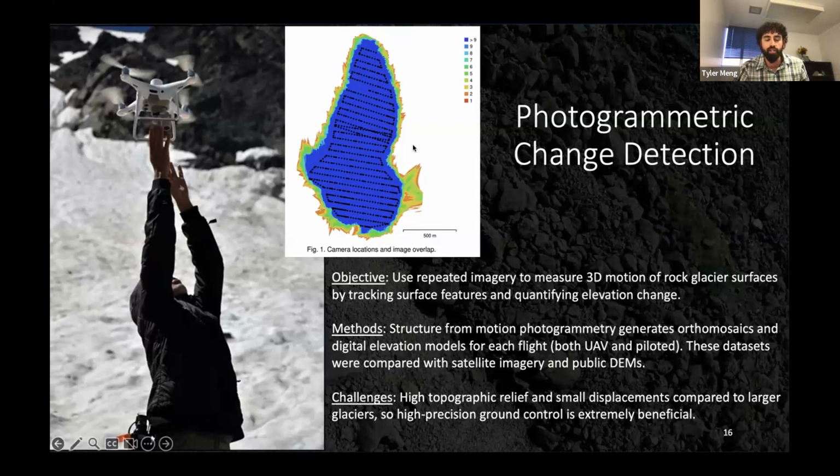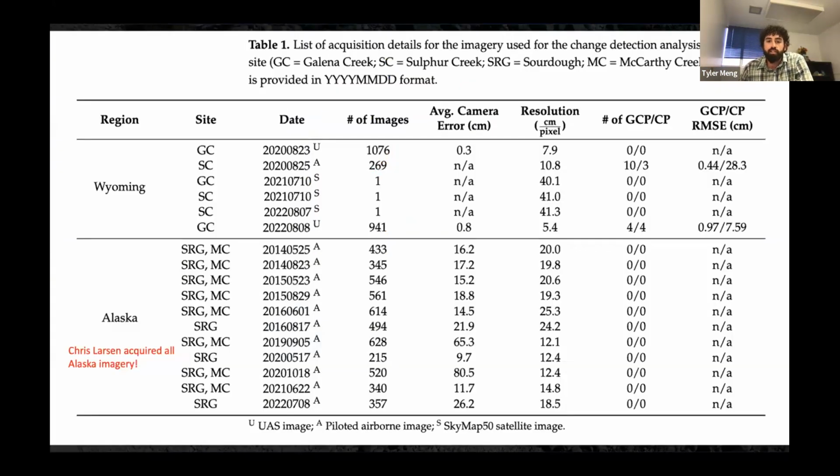And this figure right here is just a good example of the number of images that are collected for each survey, and then the overlapping images are what are used in the structure from motion processing to create our DEMs. So this is just a quick overview of all of the images that we processed. So you can see there's a ton of combinations that we can measure the displacement between these image pairs.